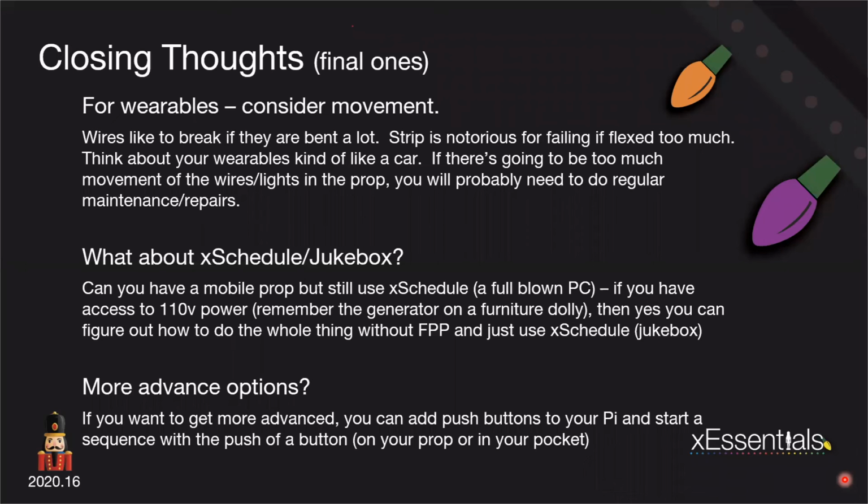There are more advanced options that I haven't covered in this. You can add push buttons to your Pi and start a sequence with the push of a button. You can have those buttons on your prop or in your pocket. One of the things I want to add to one of the hats that I'm currently working on is some push buttons on the back brim of the hat, so I can just reach my hand up and push a button and it'll start a different sequence on my hat.